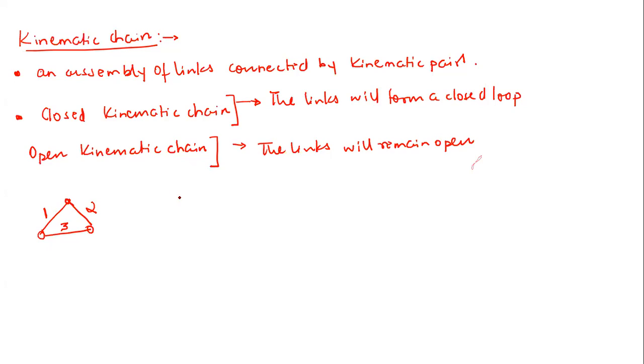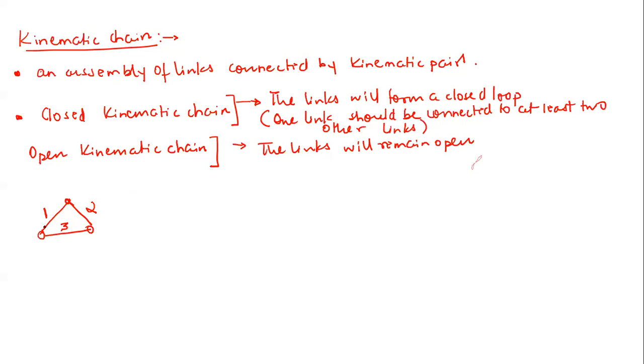So now if you see this, let me refine the definition of a closed kinematic chain further. That means one link should be connected to at least two other links. Then only we can say that the kinematic chain is a closed kinematic chain. So this is very easy to guess.